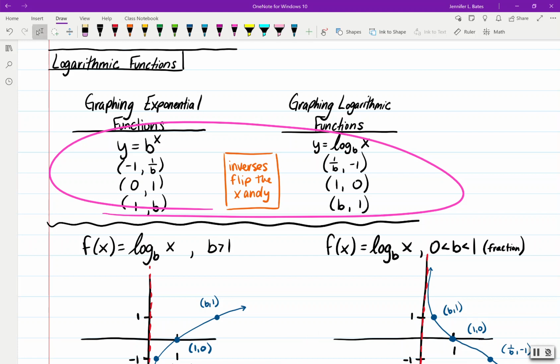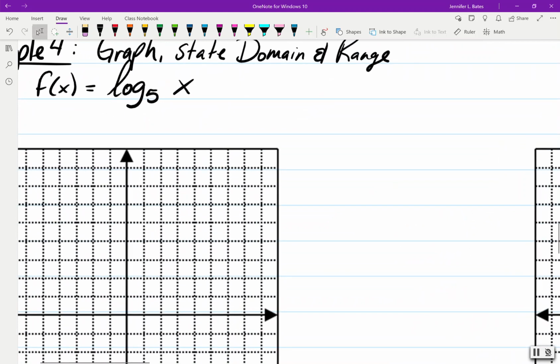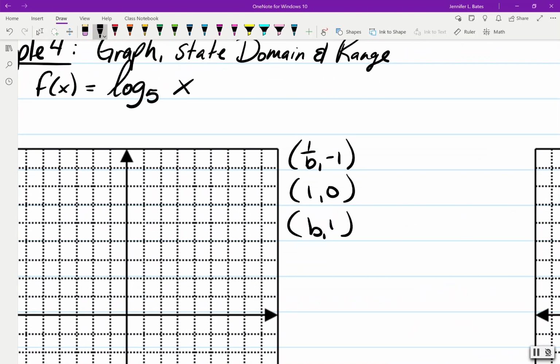So I'm thinking, okay, the points I need to graph are on the log list. So those points were (1 over b, negative 1), (1, 0), and (b, 1). Now, b is 5, so I know that I'm graphing (1 over 5, negative 1), (1, 0), and (5, 1).